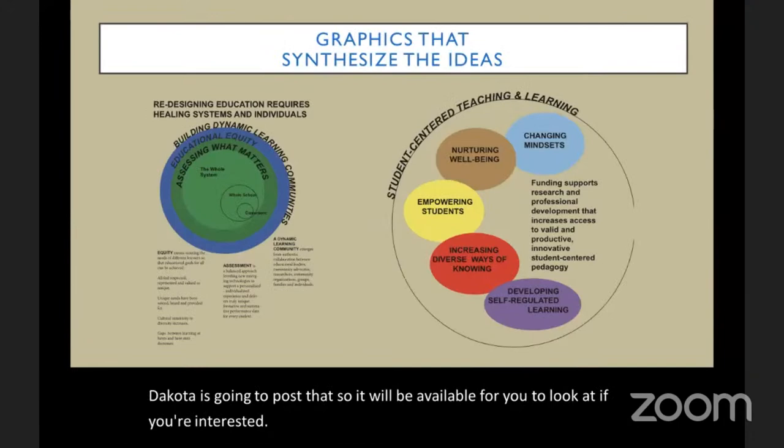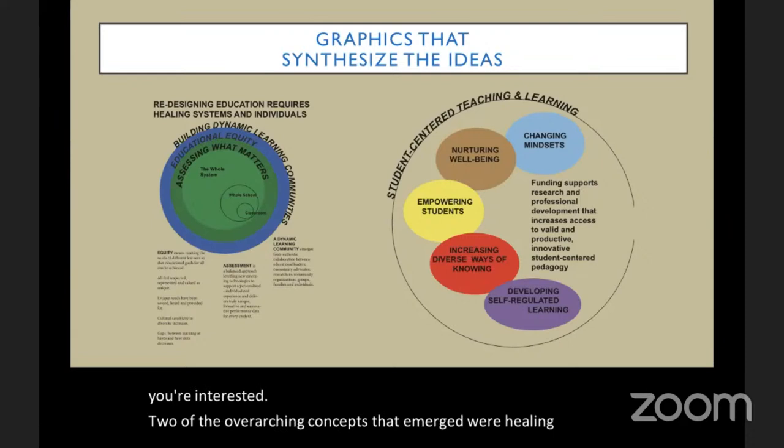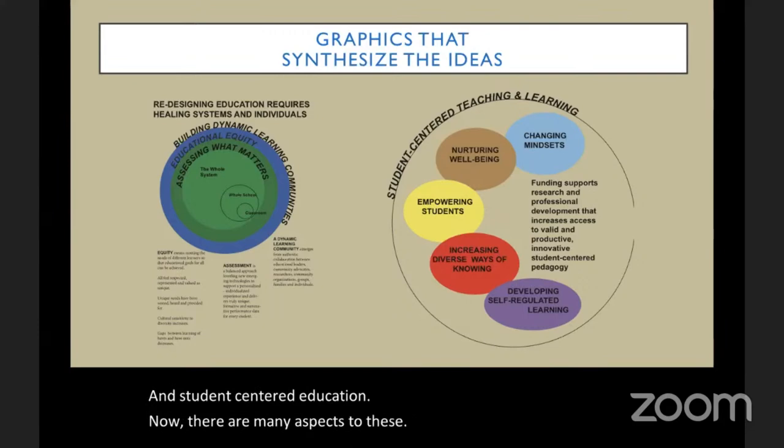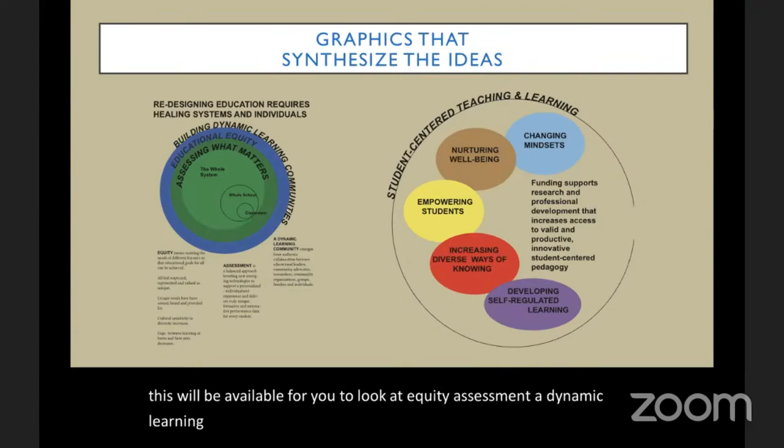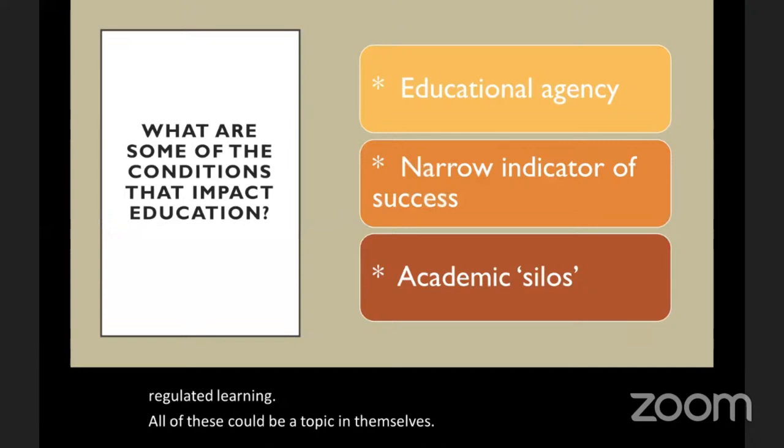Two of the overarching concepts that emerged were healing systems and individuals and student-centered education. Now, there are many aspects to these, they're listed here. I'm not going to go through all of them, but this will be available for you to look at. Equity, assessment, a dynamic learning community, empowering students, nurturing well-being, changing mindsets, increasing diverse ways of knowing, developing self-regulated learning. All of these could be a topic in themselves. Within those 2 overarching concepts were statements about the conditions that are impacting education.